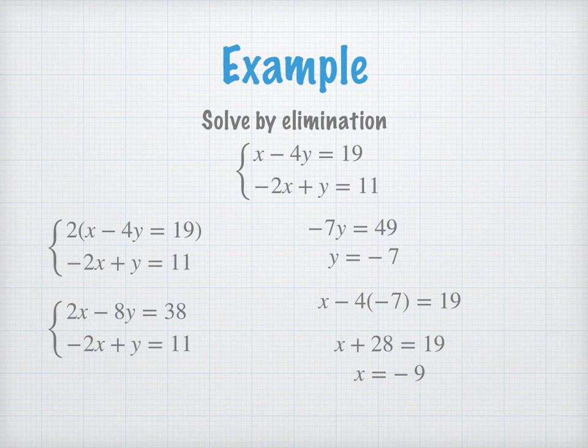Now we need to answer as an ordered pair since we have a solution for x and a solution for y. Our ordered pair would be negative 9, comma negative 7. And this is solving by elimination.